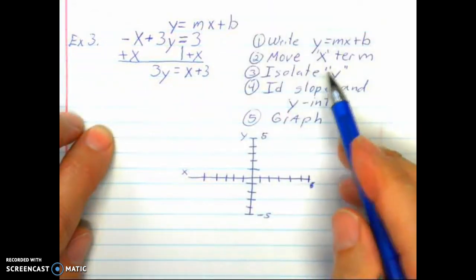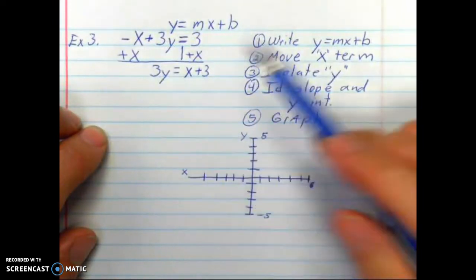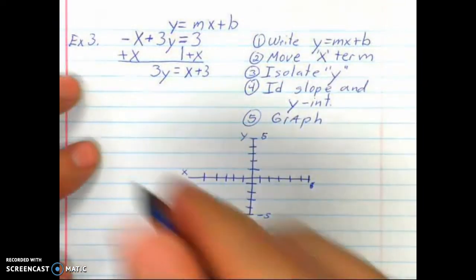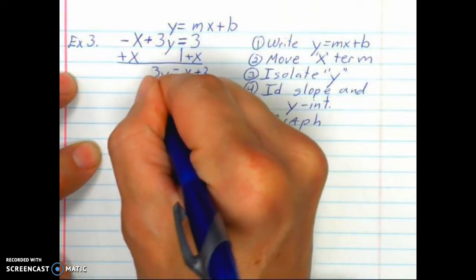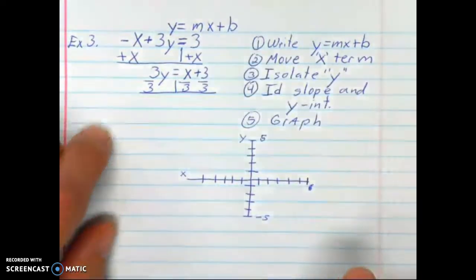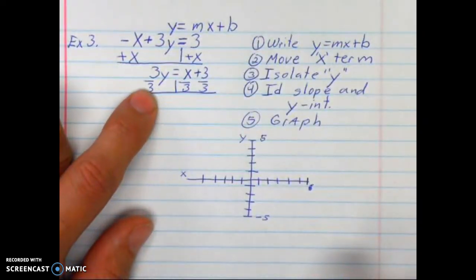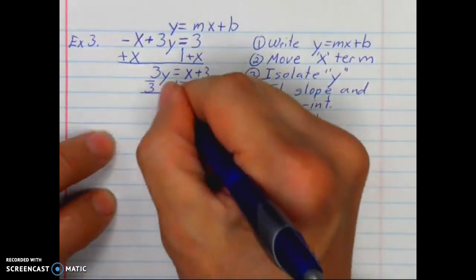Now I'm going to isolate the y, which is a fancy way of saying divide by 3, because we're going to get rid of it. So here we go, I'm going to divide by 3. And the key thing is you put that under each one, right? Divide by 3, divide the x by 3, divide the 3 by 3. So what do we get?